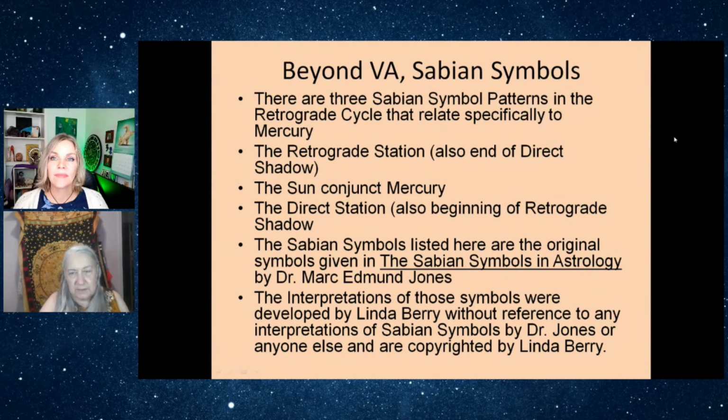The Sabian symbols, this is just a comment so you know what I'm doing here. The Sabian symbols listed here are the original symbols given in the book, The Sabian Symbols in Astrology by Dr. Mark Edmund Jones. The interpretation of these symbols was developed by myself without reference to any interpretations of Sabian symbols by Dr. Jones or anyone else, and is copyrighted by me.